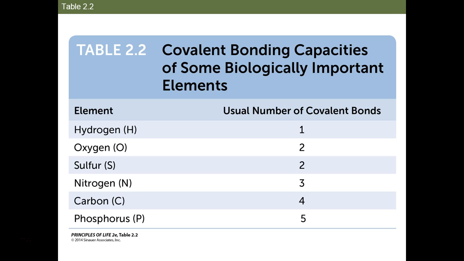Table 2.2 is a quick resource of the covalent capacities of some biologically important elements. As you can see here, we have our sponge elements from earlier. Oxygen can only form 2 covalent bonds with other atoms. Nitrogen can form 3 covalent bonds. Carbon can form up to 4, and phosphorus can form up to 5.